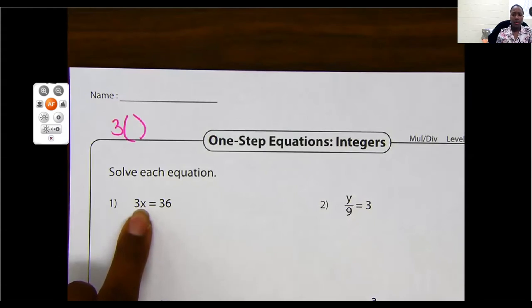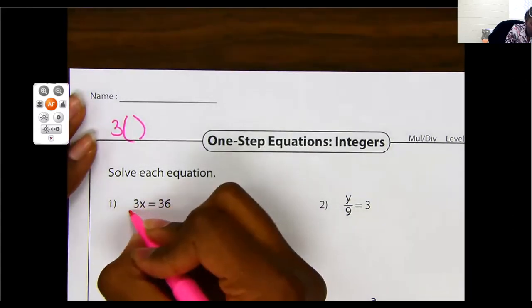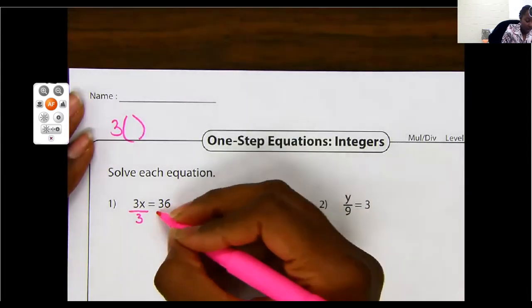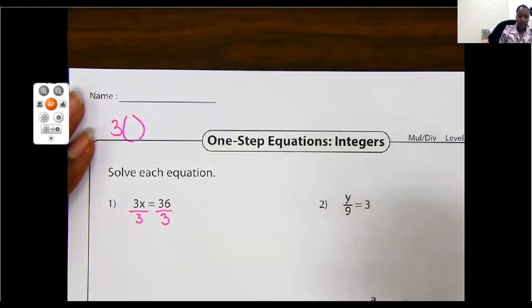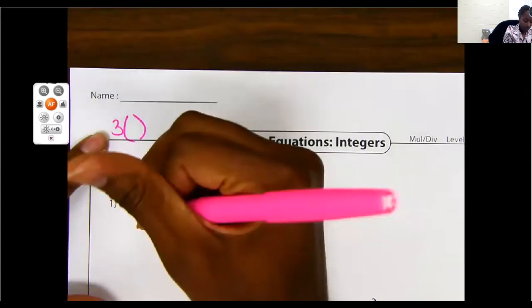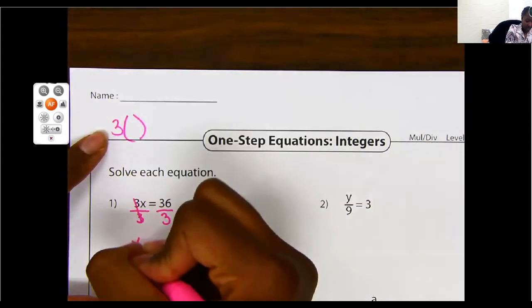The opposite of multiplication is division. So I need to get the variable by itself by getting rid of this 3. The only way to get rid of it is by dividing by 3. If I divide by 3 on one side of the equation, I must also divide by 3 on the other side, okay? 3 divided by 3 is 1. So I'm left with 1x or just x.